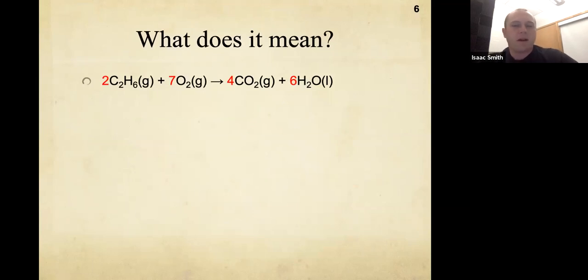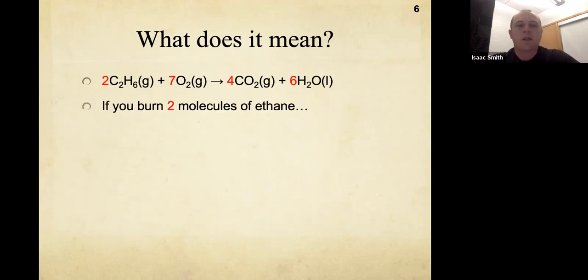So we've talked about balancing equations, and now we want to talk about what these coefficients really mean. We talked about how you balance equations because you want to conserve mass. So the number of carbons at the beginning should equal the number of carbons at the end. You can't just create carbon in the middle of a reaction.